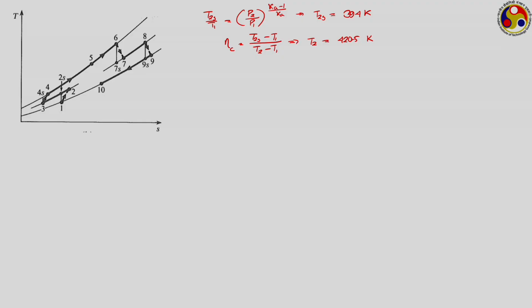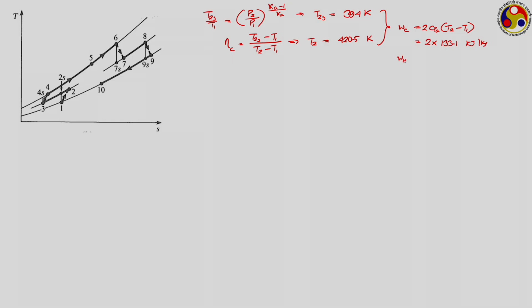I am writing approximate numbers, so please do all these calculations on your own. The work input requirement in this first stage of compression is WC equal to Cp air into T2 minus T1, and as we are talking about perfect intercooling between multi-stage compression, the total compressor work should be just twice of this, which comes to be 2 into 133.1 kilojoule per kg of air flow rate.